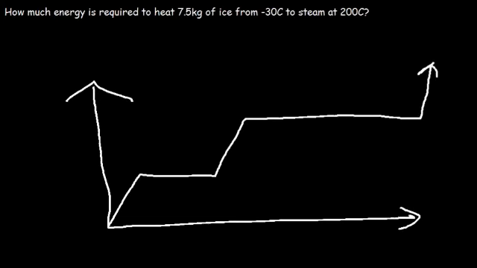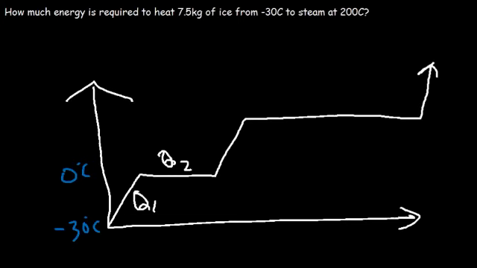Now, there's 5 different Q values that we need. The first one is to heat up ice from negative 30 degrees Celsius to 0. And that's a temperature change problem. So we have to use Q equals mcΔT to get that answer. Now, the second thing we need to do is heat up ice to liquid water. So basically, we've got to melt ice. That's Q2, and that's a phase change. So we need to use m times L to get that answer.